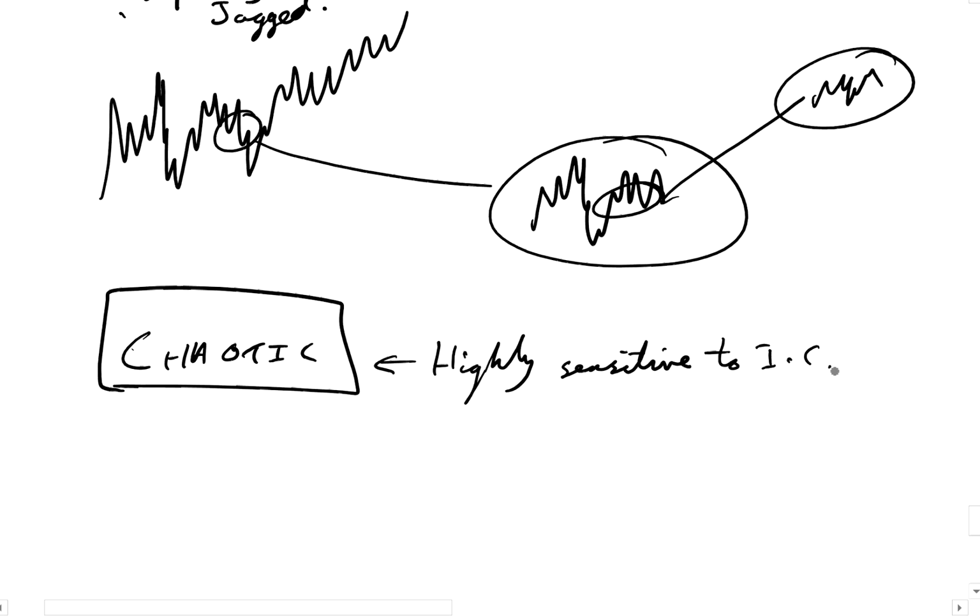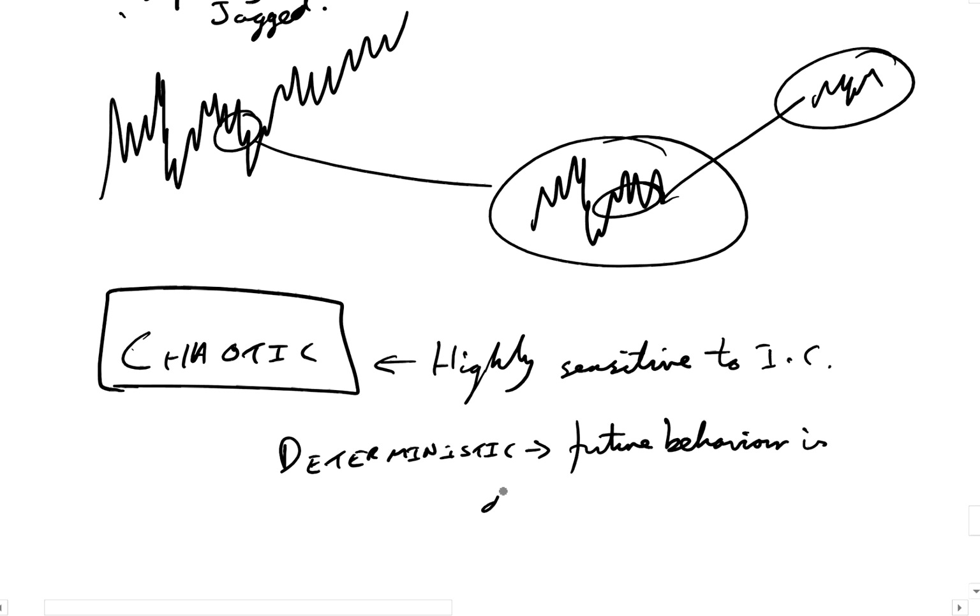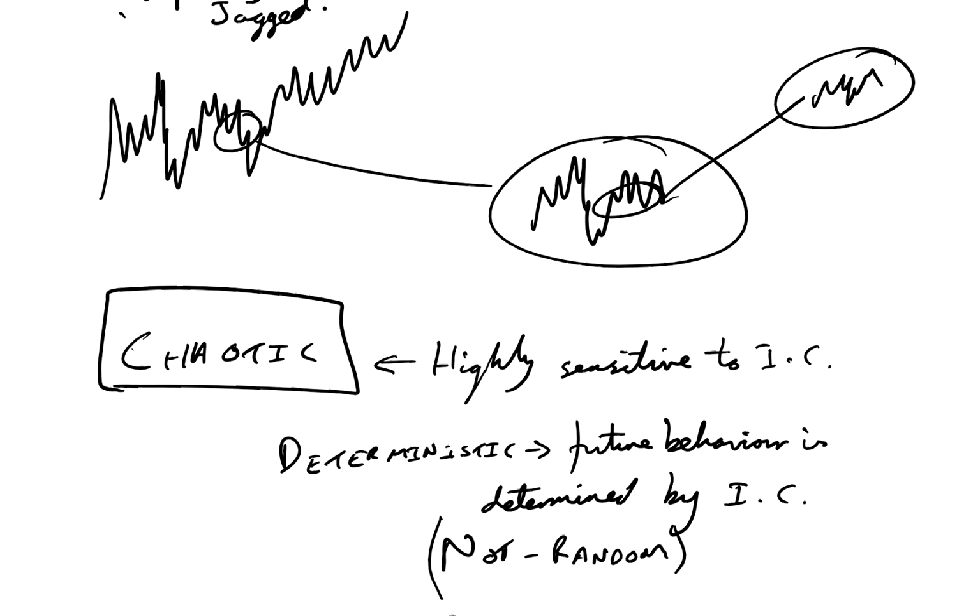I should really introduce this word called deterministic, just because this is related to it. Deterministic. Basically, all this means is that future behaviour is determined, in other words governed, by whatever the initial conditions are. So the initial conditions tell you what's going to happen in the future. It's not random. Deterministic is the opposite of random.